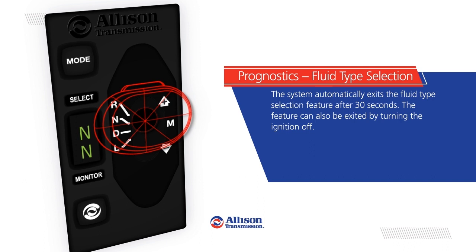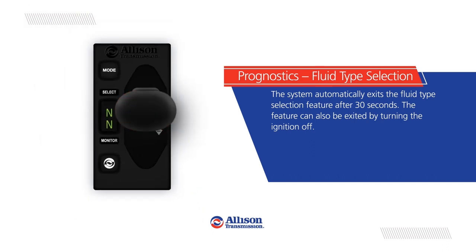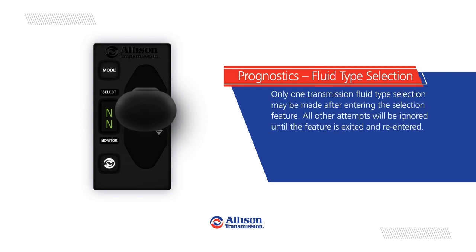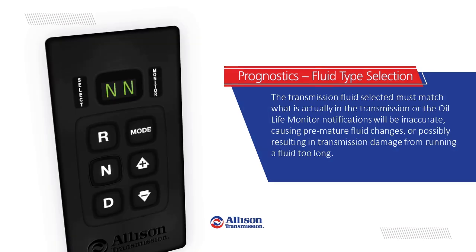The system automatically exits the fluid type selection feature after 30 seconds. The feature can also be exited by turning the ignition off. Only one transmission fluid type selection may be made after entering the selection feature. All other attempts will be ignored until the feature is exited and re-entered. The transmission fluid selected must match what is actually in the transmission, or the oil life monitor notifications will be inaccurate, causing premature fluid changes or possibly resulting in transmission damage from running a fluid too long.